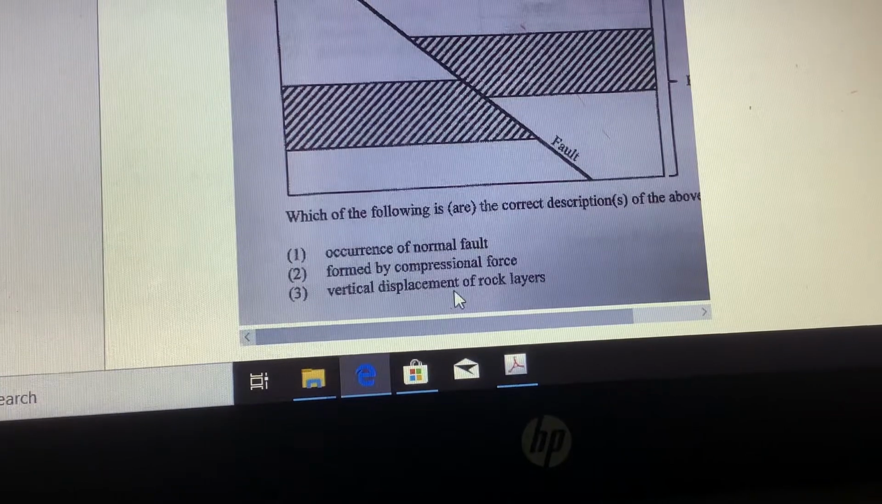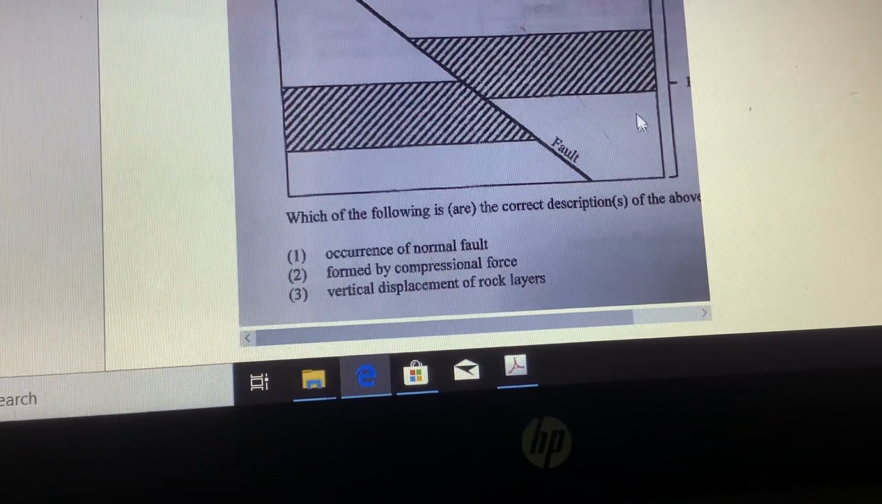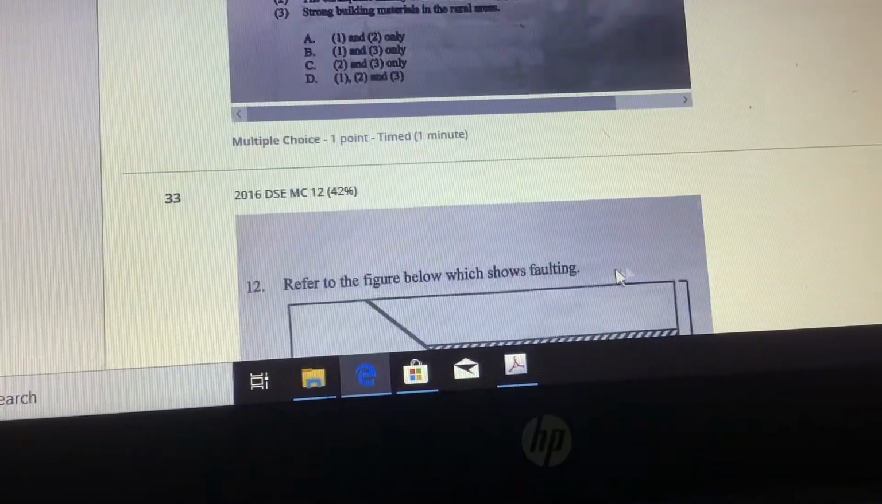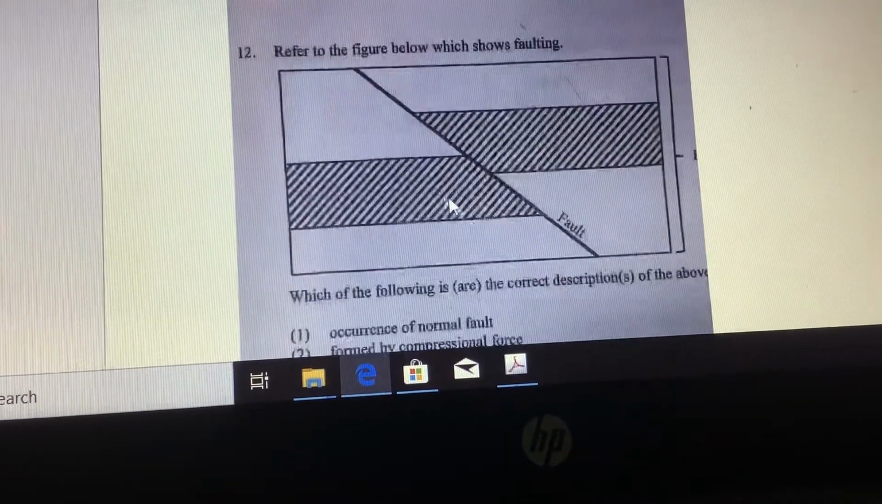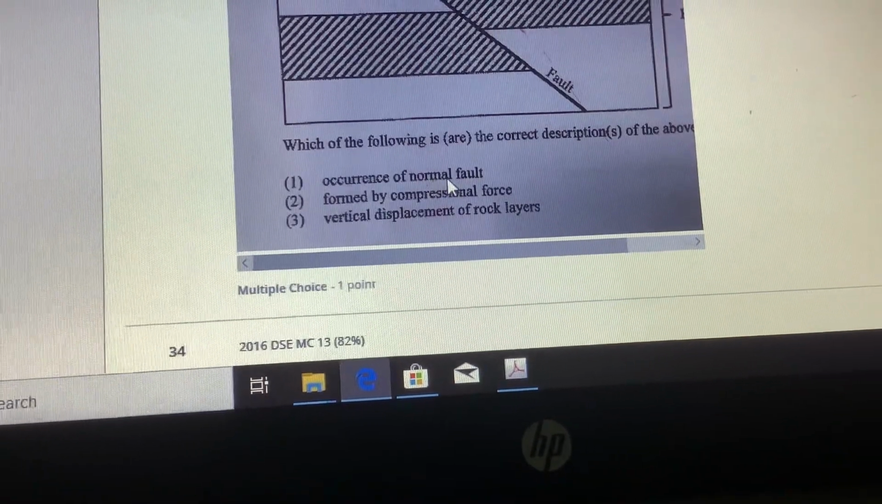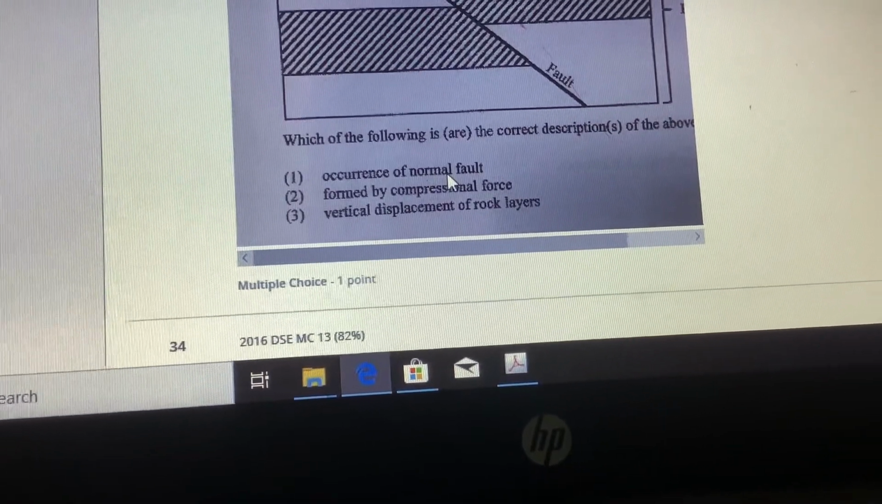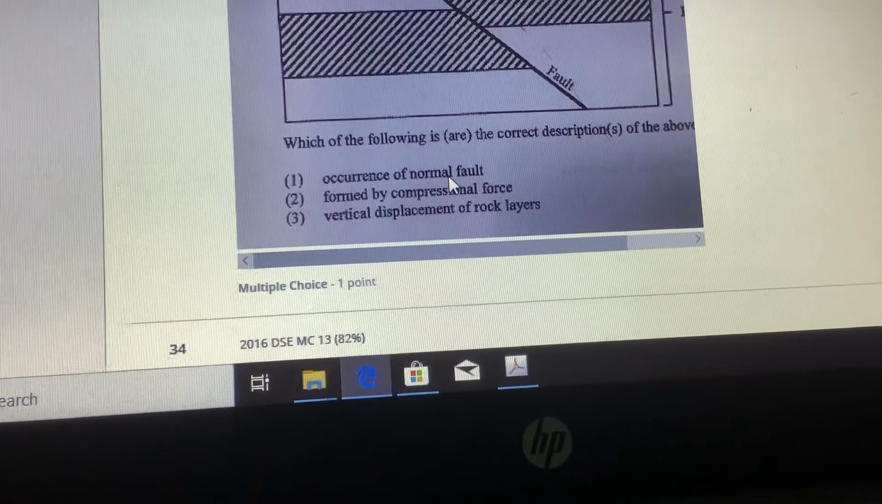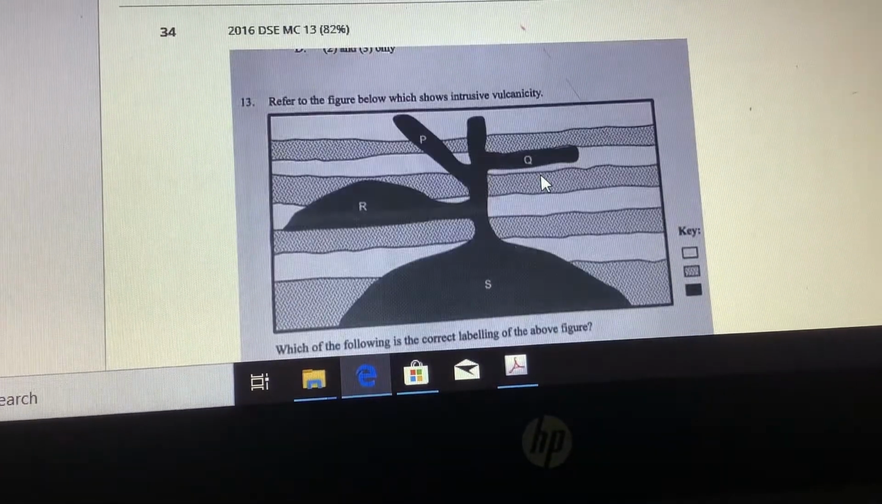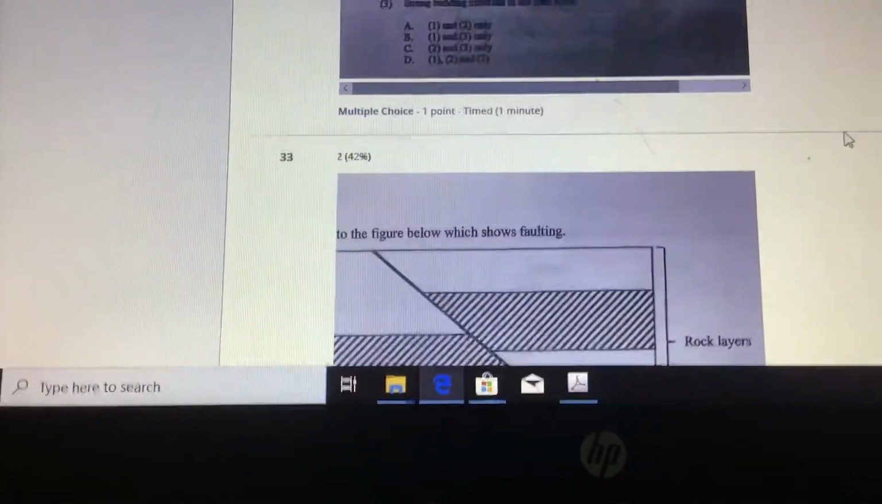What is rise up? It should be a vertical displacement. So accordingly, this one should be number 2 and 3. But very few people got it right because you always mix up: tensional force will cause normal force, which is wrong. Tangential force, normal force, and then compressional force, reverse force. Okay, let's check the answer to play safe.